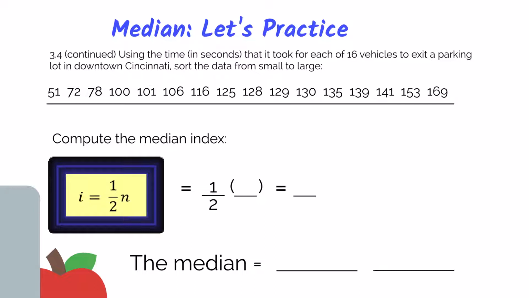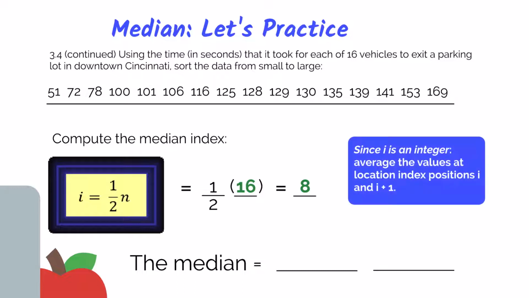Once you have sorted your data from the smallest number of 51 to our largest of 169, we can then find the median index. You can see the formula here is again the same as before. We first need the sample size, which is 16 vehicles. Plugging 16 into the formula, we get 8 for the median index.